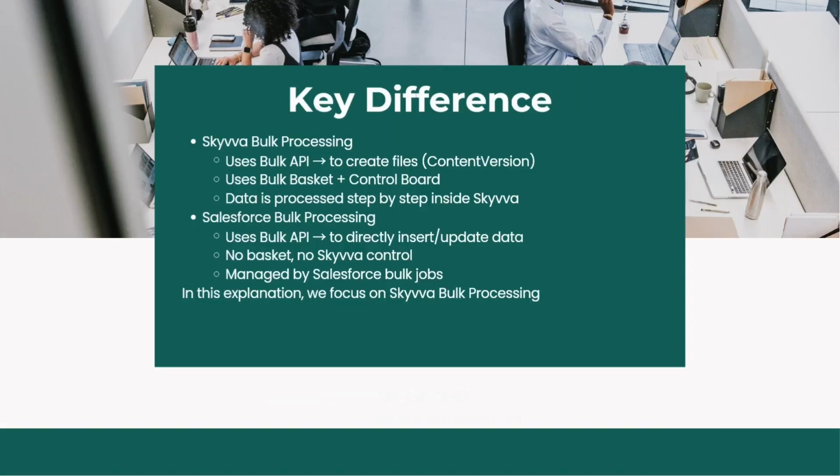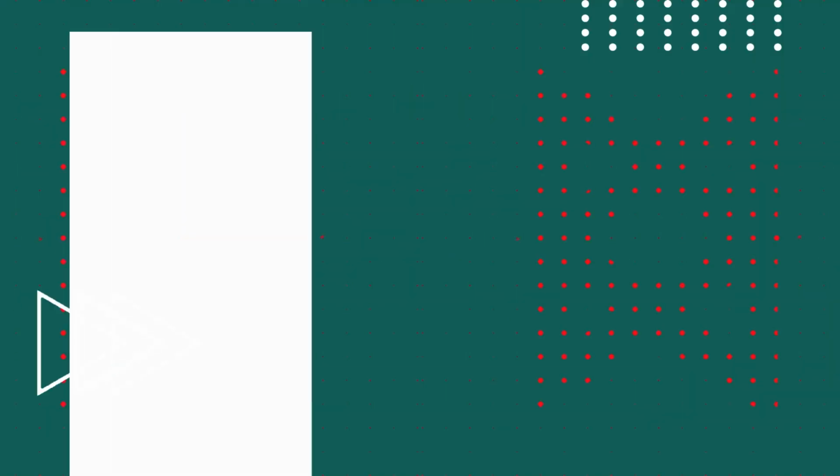SKYVVA Bulk Processing uses Bulk API to create files, content version. Uses bulk basket plus control board. Data is processed step by step inside SKYVVA. Salesforce Bulk Processing uses the Bulk API to directly insert/update data. No basket, no SKYVVA control. Managed by Salesforce Bulk Jobs. In this explanation, we focus on SKYVVA Bulk Processing. So let's start.